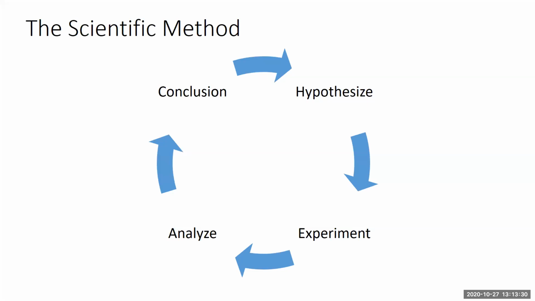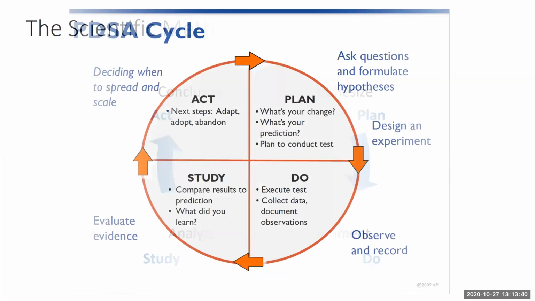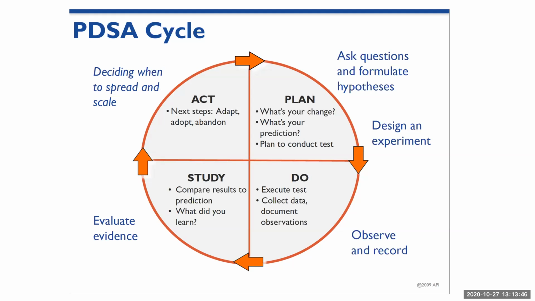And so this hypothesize, experiment, analyze, and conclusion is really a plan, do, study, act cycle. And when we think about that PDSA cycle and that plan phase, that's where you're really going to spend time talking about what's your change, building out a prototype of a change idea, and then thinking about what you think this change idea is going to do.